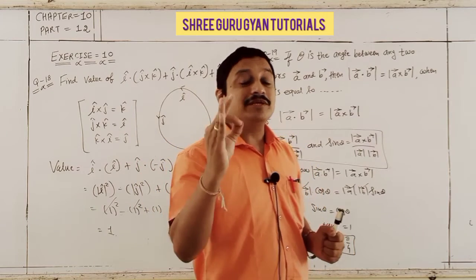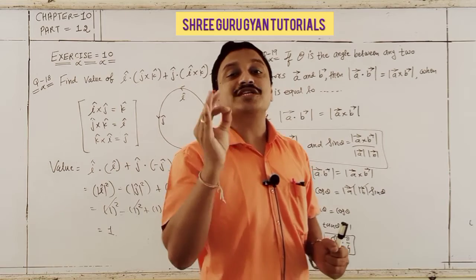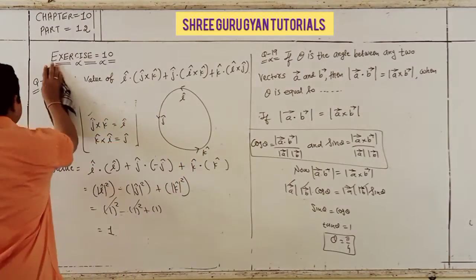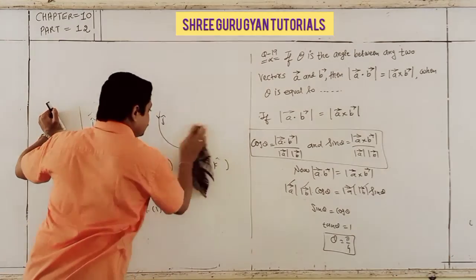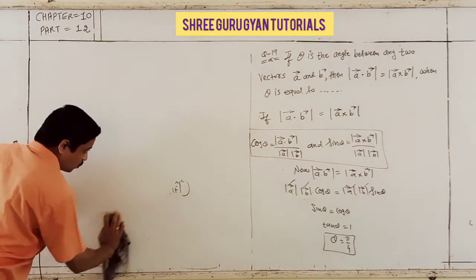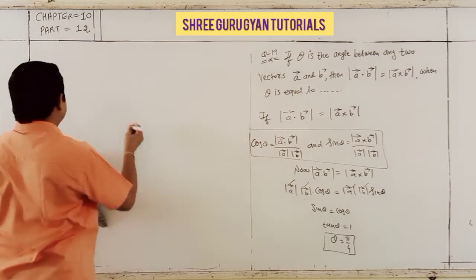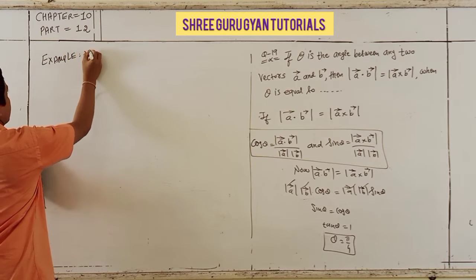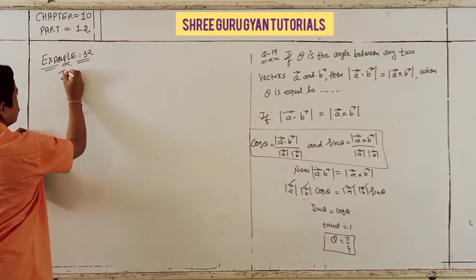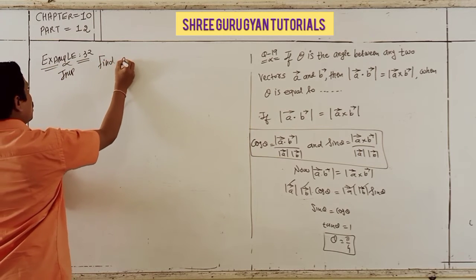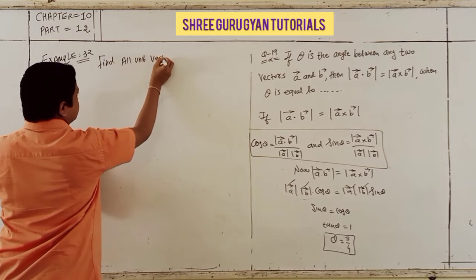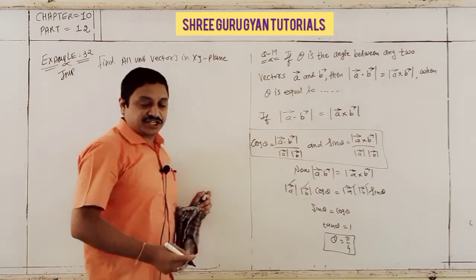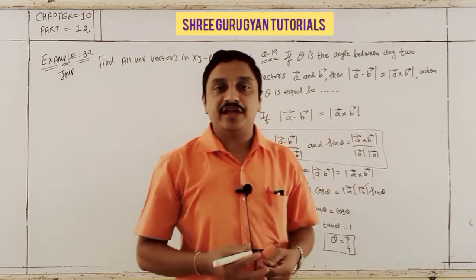Now I go to our miscellaneous examples, which are very important numericals. So now students, we are going ahead. Miscellaneous example 32. This is important for the exam. Find all unit vectors in the xy plane. Just check your question. Find all unit vectors in the xy plane.